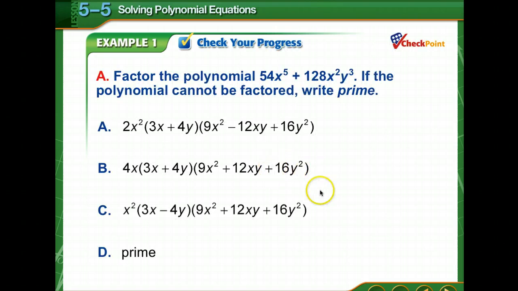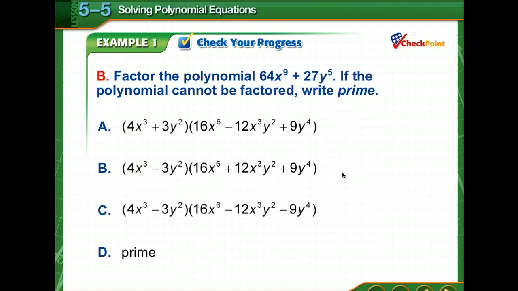Okay, time for you to check your progress. First of all, ask yourself, is there something that I can factor out? And if not, could this be prime? Very good. You notice you could pull out a 2x squared to begin with, and then you've got some perfect cubes. So our answer is A. 2x squared times 3x plus 4y times 9x squared minus 12xy plus 16y squared.